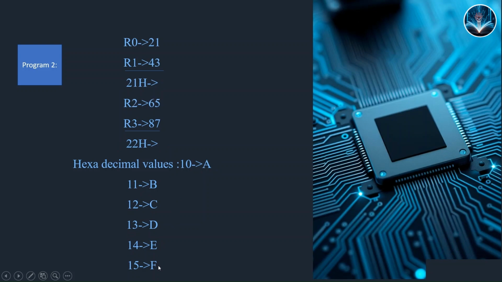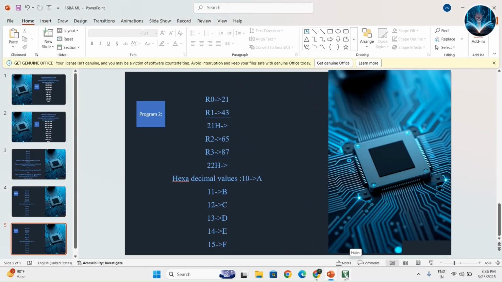For program 2, you need to perform it yourself and post your answer in the comment section. Now let's start executing our program in Keil Microvision 5 software.